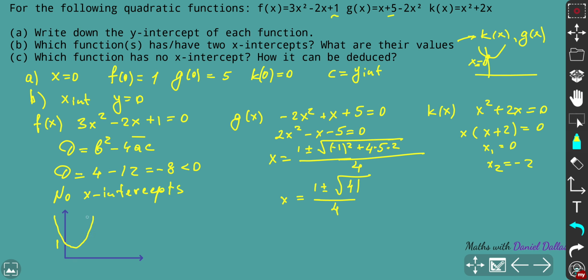Okay, no x-intercept, that's a typical graph. Okay, so which function has no x-intercept? So that means f(x). How can it be deduced? We just recently used the discriminant to estimate the value for it, and it means that we cannot take the square root of a negative 8, so it doesn't exist.